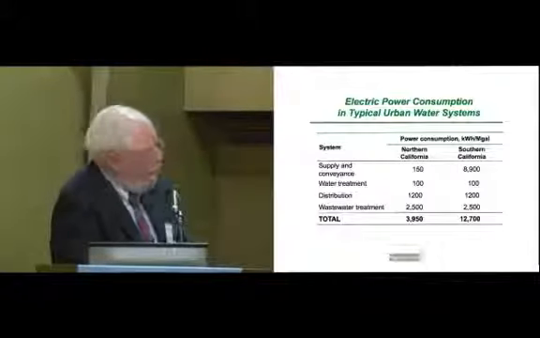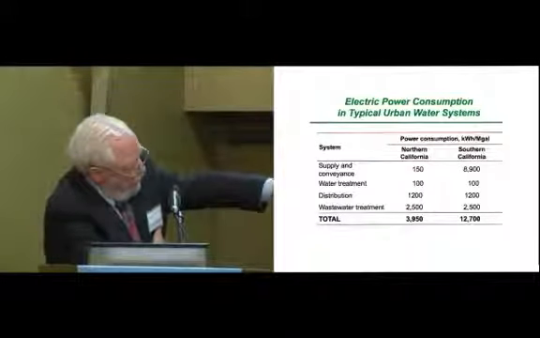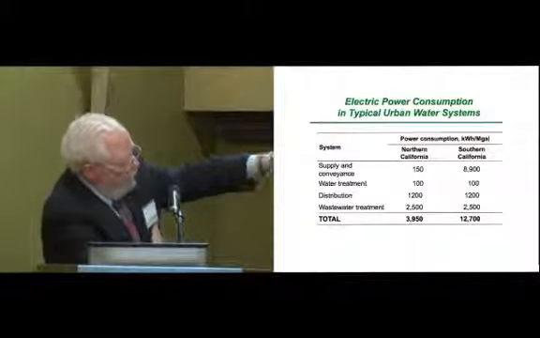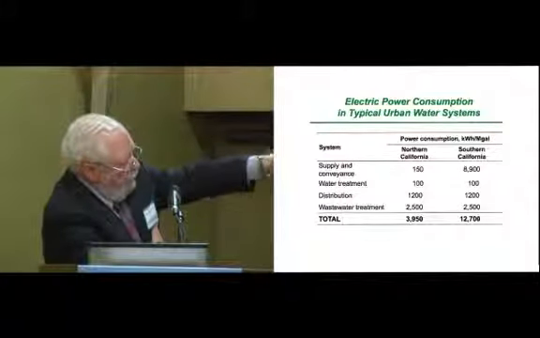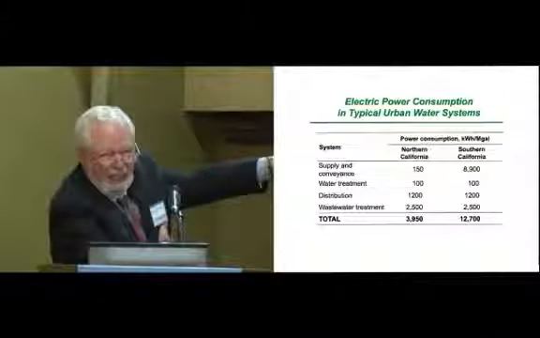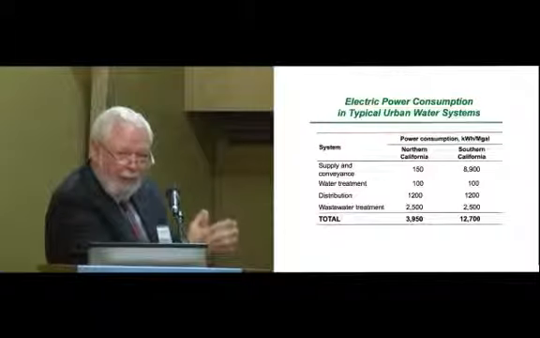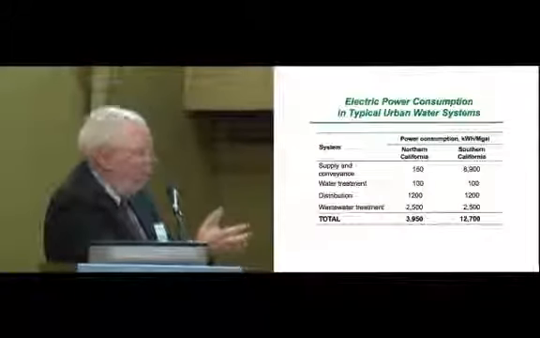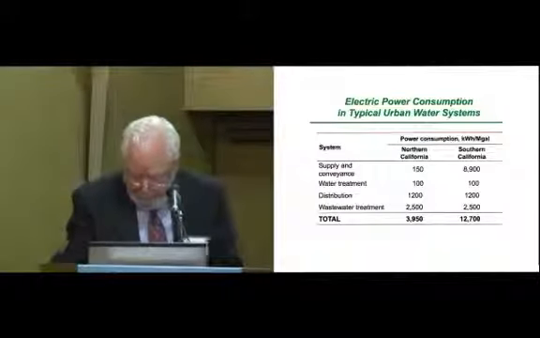Let's take a look at what happens here. If we look at treatment, distribution, and wastewater treatment, they're the same. But look at supply and conveyance. Northern California, 150 kilowatt hours per million gallons versus 8,900. That gives you some idea of the magnitude of power that's now consumed by transporting water over the Tehachapis.